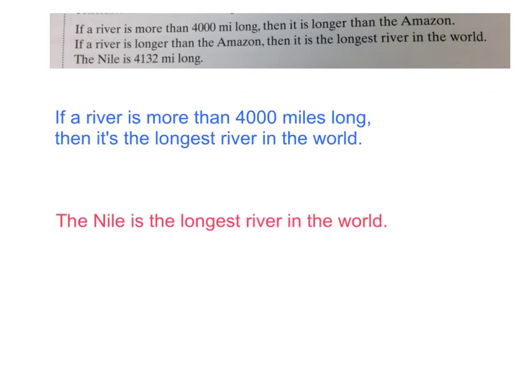First, we would use the law of syllogism on the first two statements to put together, if a river is more than 4,000 miles long, then it's the longest river in the world. Then we will use that statement and the fact that the Nile is 4,132 miles long, and put those two together using the law of detachment to come up with the Nile is the longest river in the world.